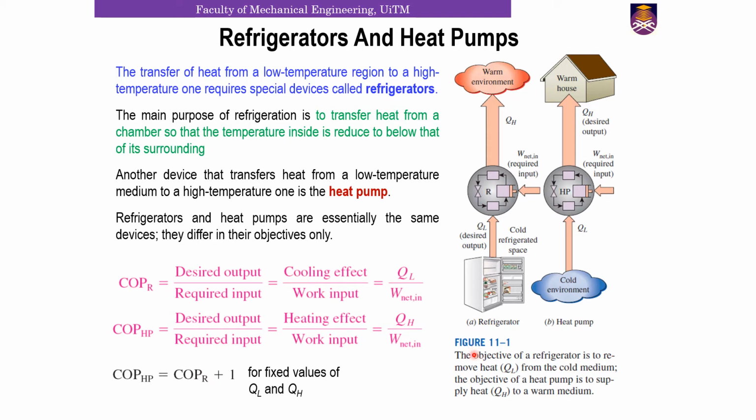Now based on this, these relations can also be expressed in the rate form by replacing the quantities QL, QH and W net by Q dot L, Q dot H and W dot net in respectively. This relation implies, so this relation here, the last relation that you have got, COP-HP equals COP-R plus 1, that COP for heat pump can be more than 1 since COP for refrigerator is a positive quantity.